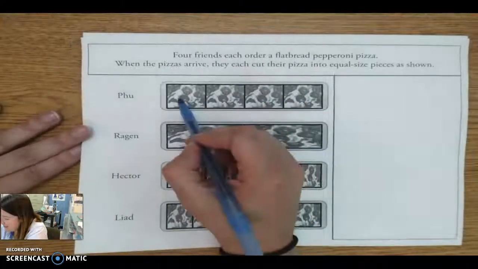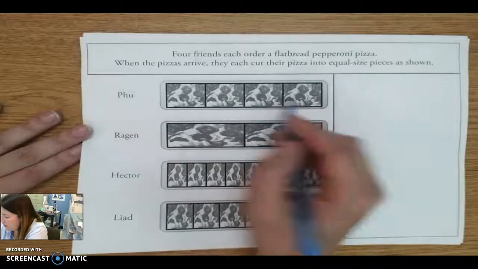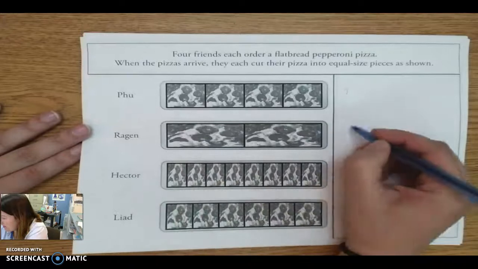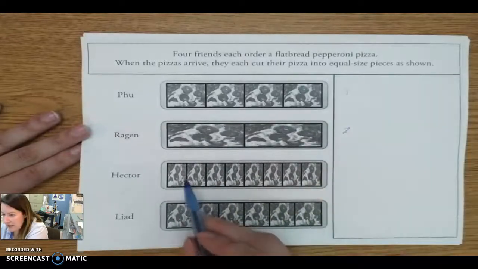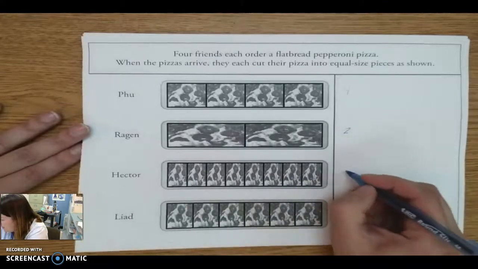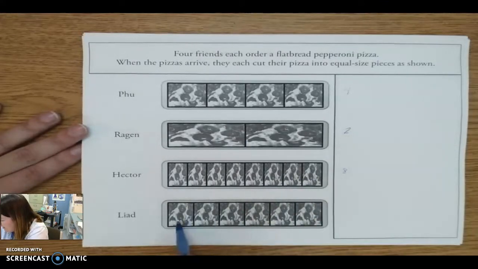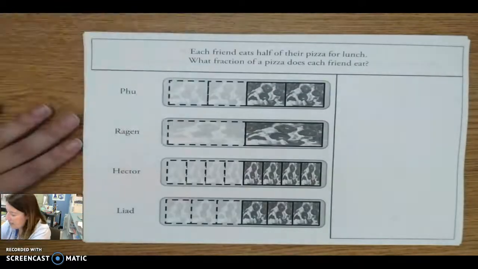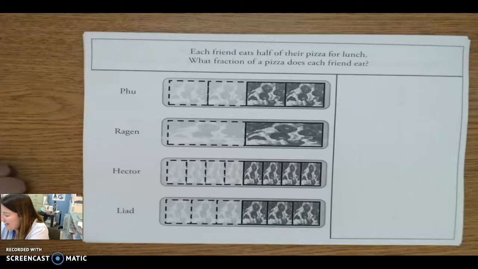So how many pieces does this person cut theirs into? 1, 2, 3, 4, right? This person cuts theirs into 2 pieces. This person cuts theirs 1, 2, 3, 4, 5, 6, 7, 8 into 8 pieces. And this person cuts theirs into 1, 2, 3, 4, 5, 6 pieces. It says each friend eats half of their pizza for lunch. What fraction of a pizza does each friend eat?